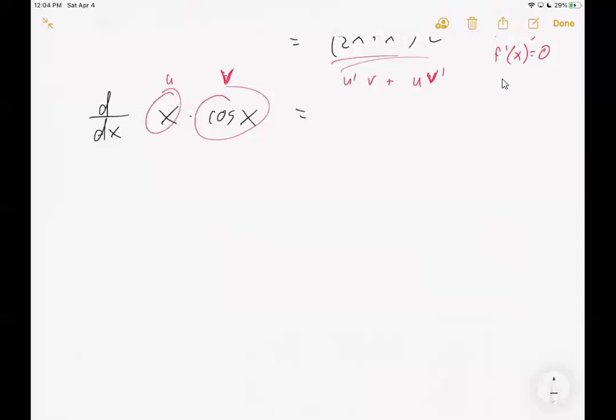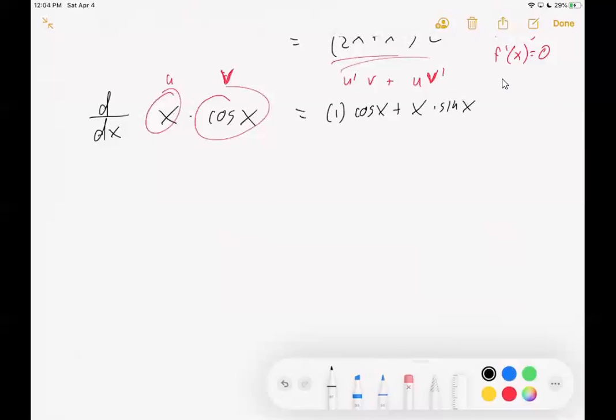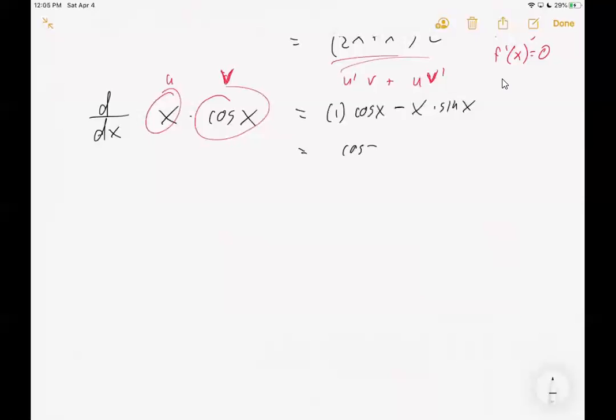That should be 1 times the cosine of x plus x times the sine of x with a negative. So I will change that plus to a minus, and I now have the answer. I'm going to leave the 1 off. Cosine x minus x sine x is the answer. Didn't need to write out the grid.